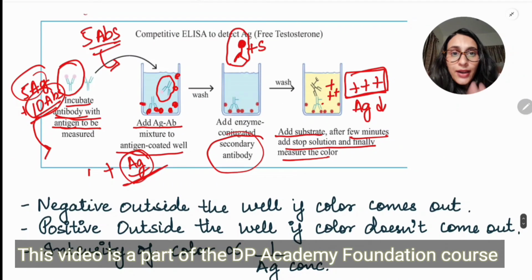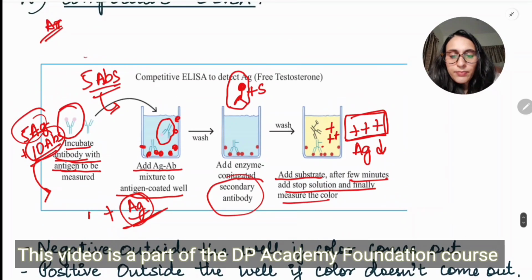Now, if more color has come, that means all the antibodies are free. There was little or no antigen because all antibodies are free here. So that means there was no reaction outside. When you reacted antigen to antibody, there was no reaction outside and it was free inside, and it shows the reaction in the plate. That is why it is showing the color.